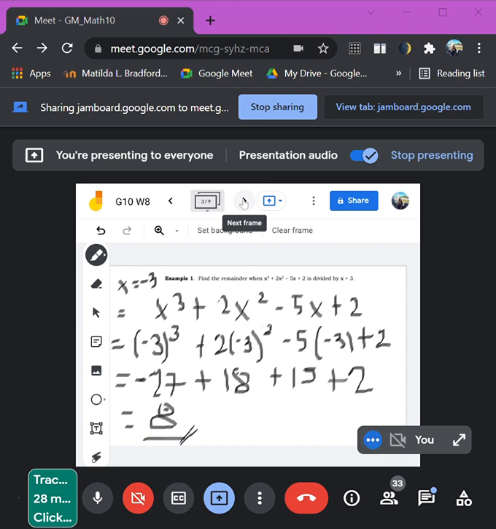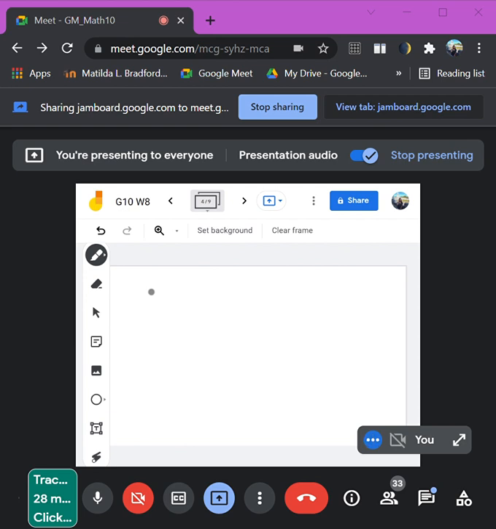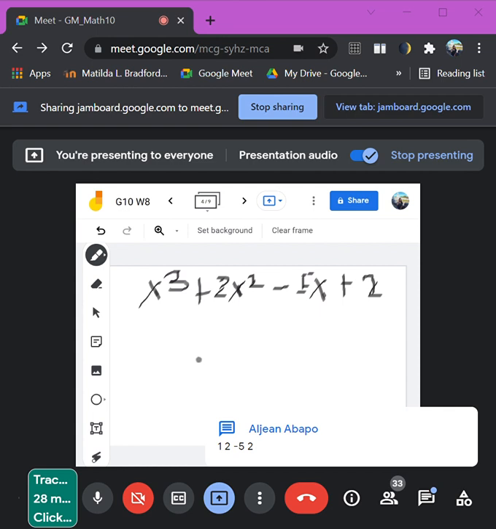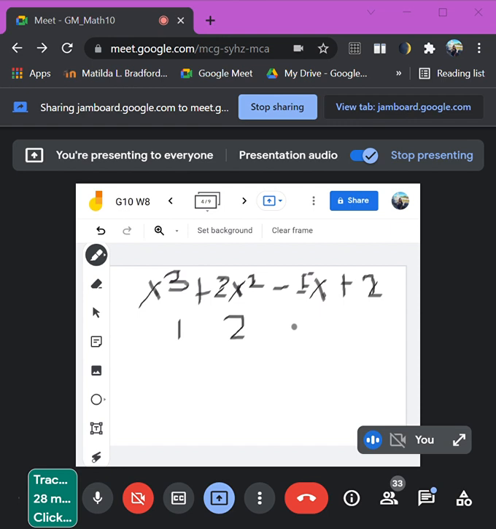You can use your synthetic division. So let's use synthetic division. We have there x cubed plus 2x squared minus 5x plus 2. Okay, let's do synthetic division. What are your coefficients, class? We start with 1, then we have 2, and then negative 5, and then 2. Very good.